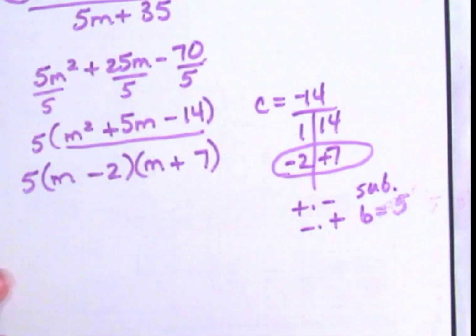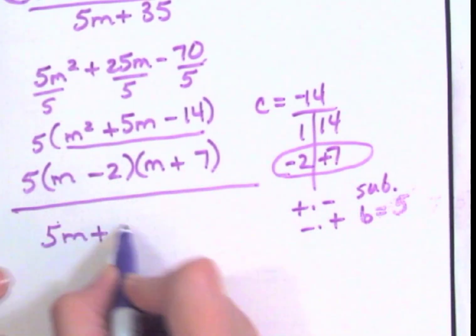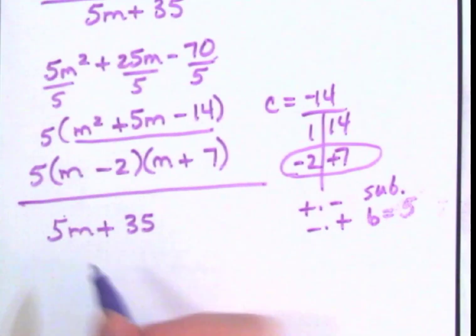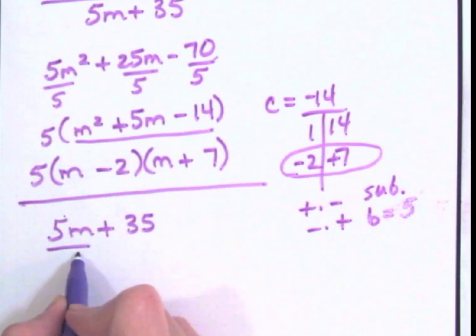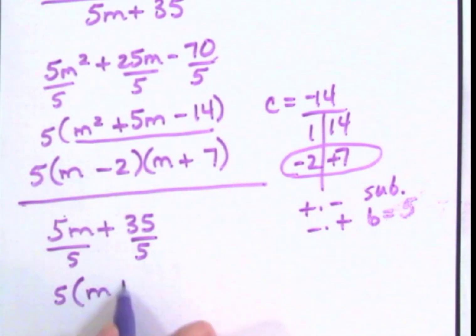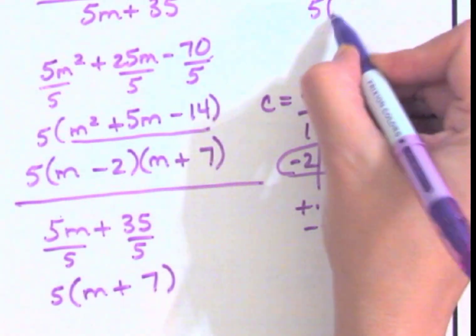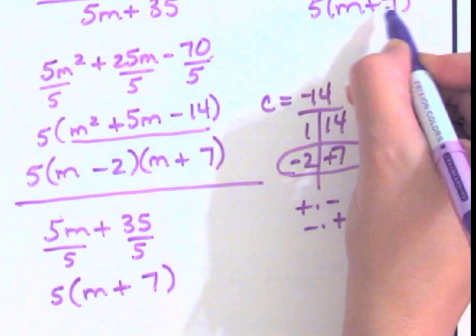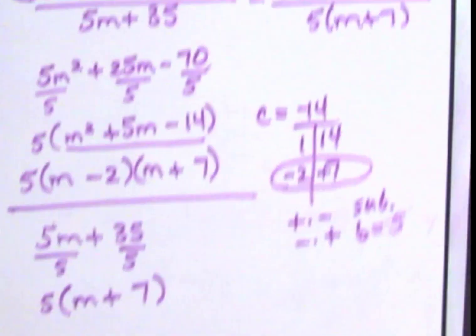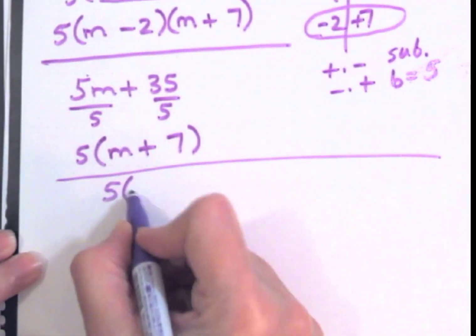Now we'll work on the denominator. And that's just a binomial. 5 does go into 35, so we're going to factor that out. That'll leave us with m plus 7. Okay, and I'm going to rewrite that down here at the bottom. So this is what we have so far.